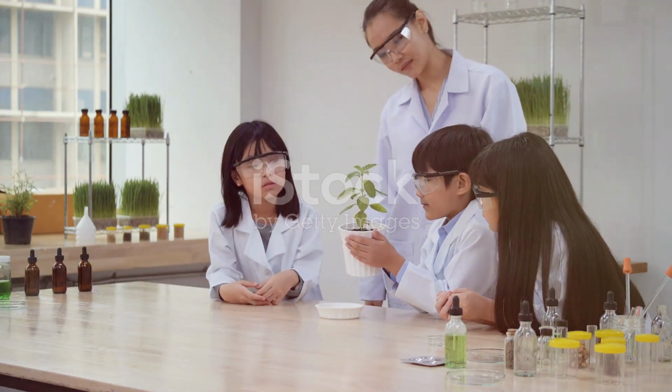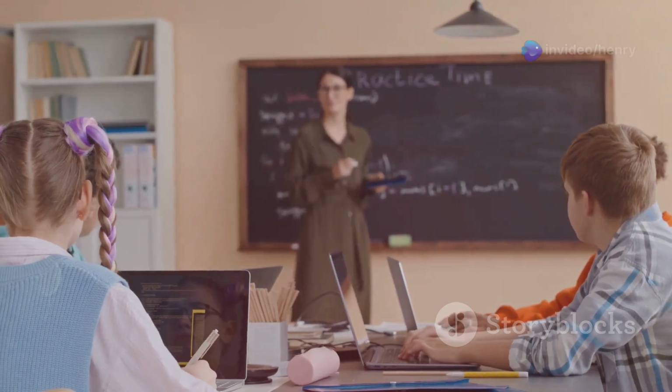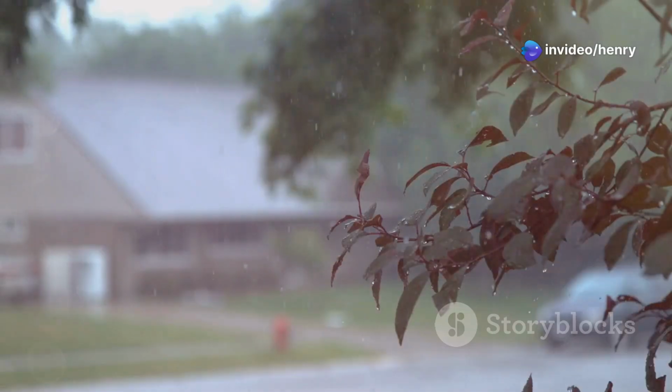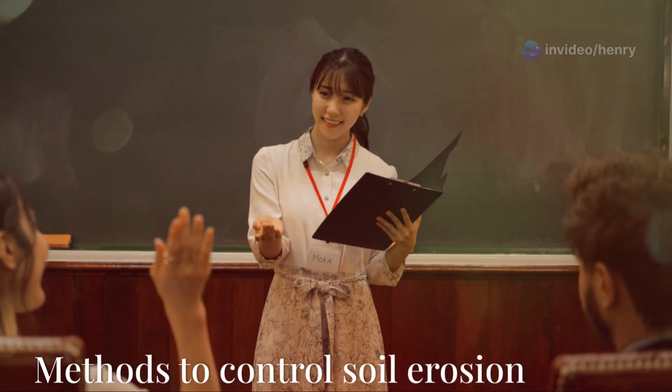How do trees help control soil erosion? Trees help control soil erosion by protecting the soil from wind, reducing the speed of water runoff, and preventing raindrops from directly hitting the soil.